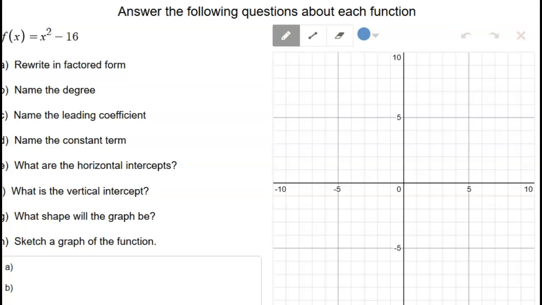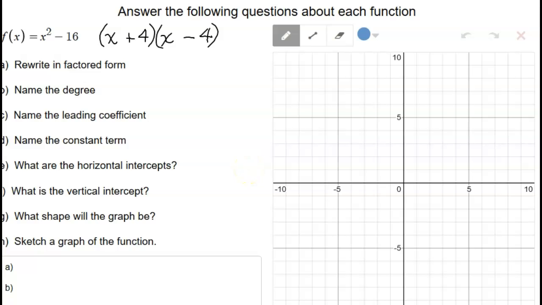Okay, again, rewrite in factored form. So anytime that you have a difference of squares, difference because it's subtraction, squares because these are both perfect squares, all you're doing to factor it is you're taking the square root of each of these, so the square root of x squared is x, the square root of 16 is 4. And the only way that you can multiply to get a negative 16 is to have one positive and one negative. So there's factored form.